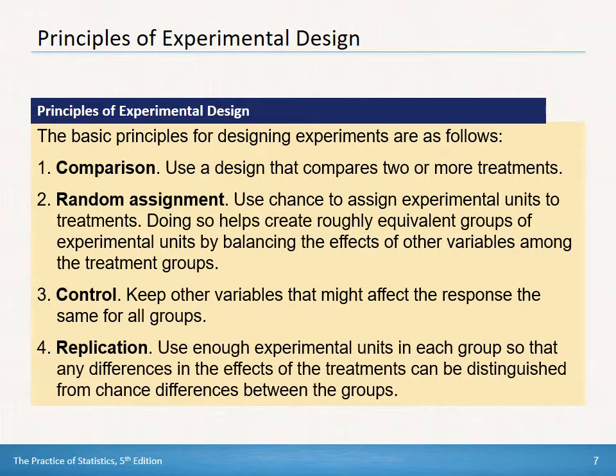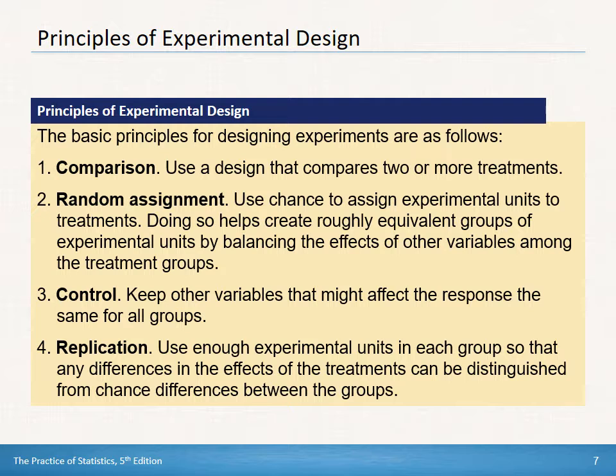And I need to be able to replicate it. This is really important. This is not just in statistics, but in any experiment, psychology, biology, anything. You have to be able to replicate it. So you need to have enough experimental units in each group so that any differences in the effects of the treatments can be distinguished from just chance.